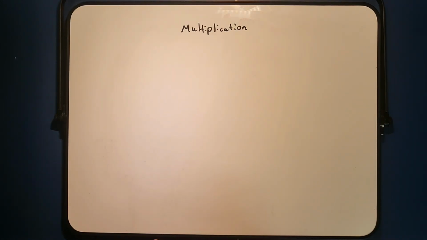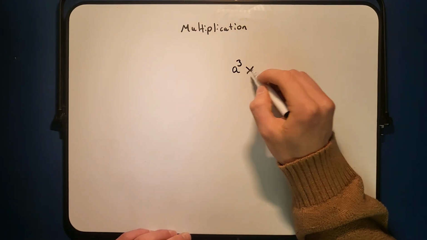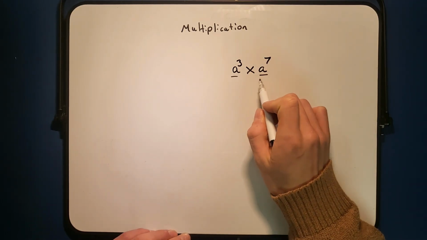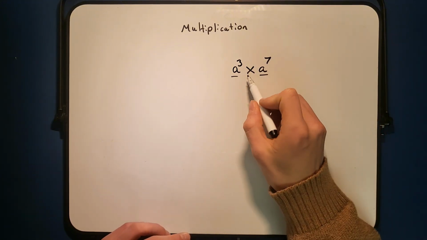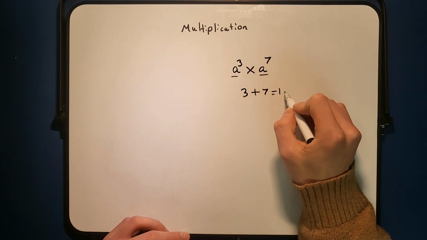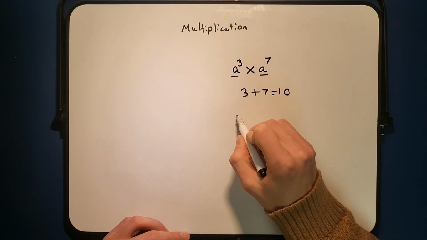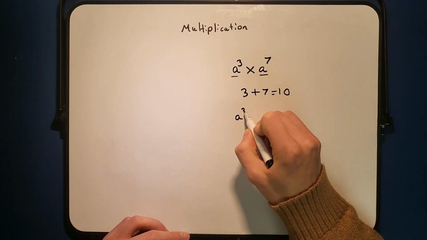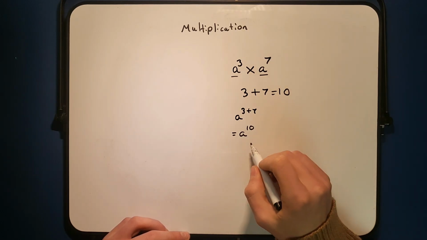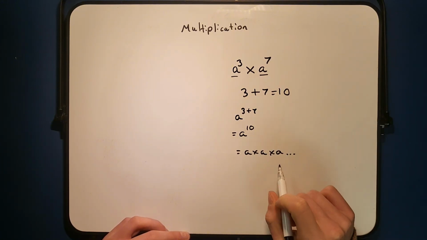Let me give you one more example. Let's say we have a cubed times by a to the 7. So in this case, we have a variable, but we can treat it as any number. Now, we'll take our 3 and our 7, and we're going to add them together, which will give us 10. Okay? Now the bases stay the same, and we're going to get a to the power of 3 plus 7, which is a to the 10, all right? Which again is a times by a times by a, and so on for 10 lots.